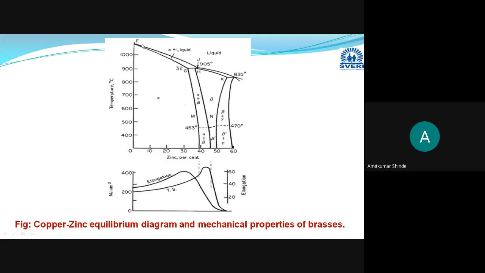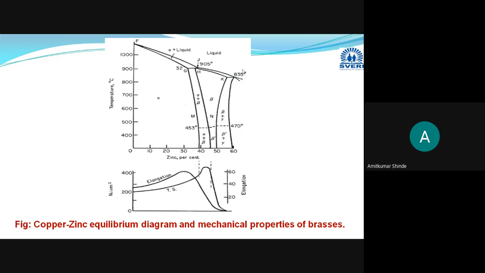If you go through this top line, it will indicate that as zinc percentage is increasing, the melting point of that alloy will drop slowly. At this particular composition, this will be 44% zinc, and at that point the melting point of that alloy will be 905. And at this point, when zinc is 60%, its melting point will be 835 degrees Celsius. Okay, is it clear?